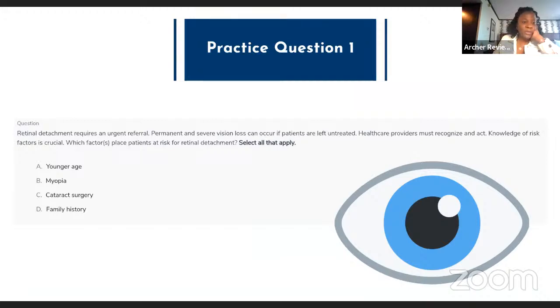Okay, so I have a quick question. We have a patient with retinal detachment that requires an urgent referral. Permanent and severe vision loss can occur if the patient is left untreated. Healthcare providers must recognize and act. Knowledge of risk factors is crucial. Which factors place a patient at risk for retinal detachment?